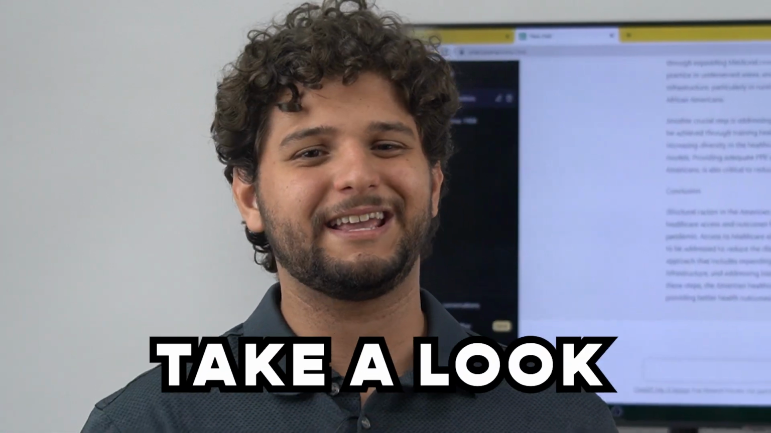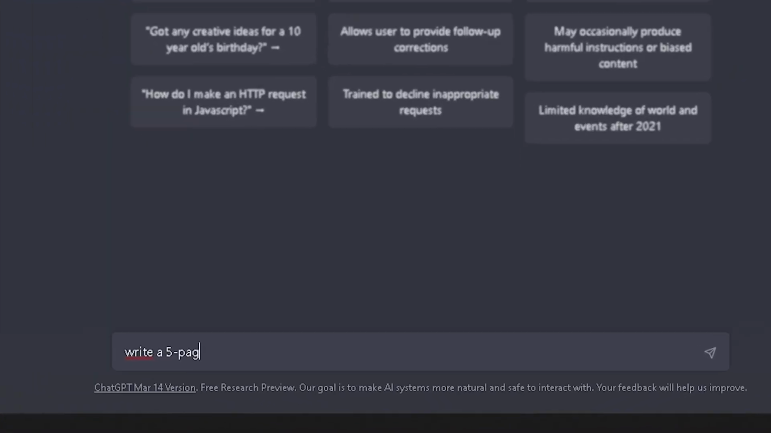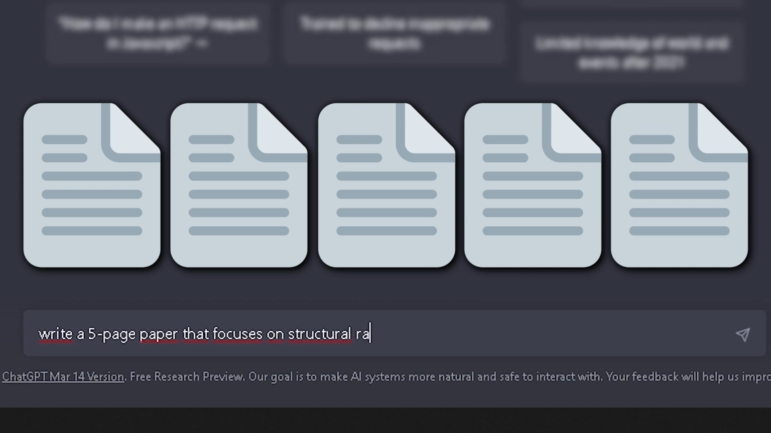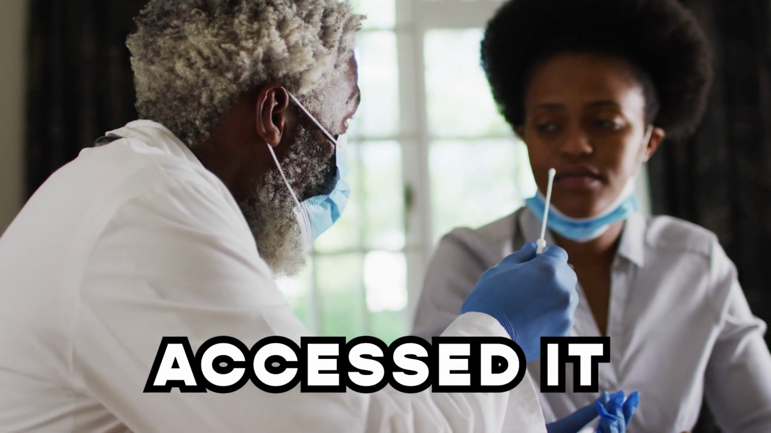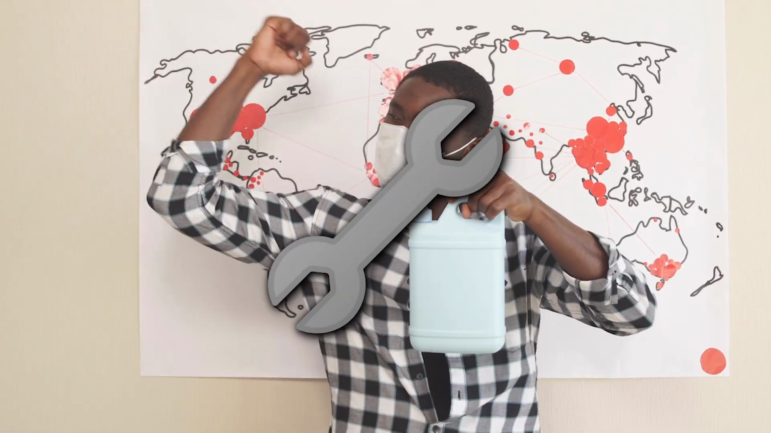With that said, let's take a look at our prompt. Our goal is to get a 5-page paper that focuses on structural racism in the American healthcare system, how African Americans accessed it during COVID, and what can be done to fix these issues.